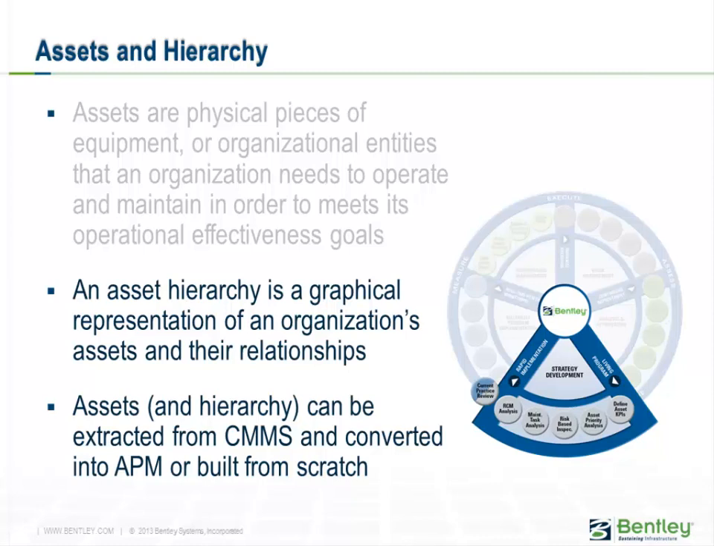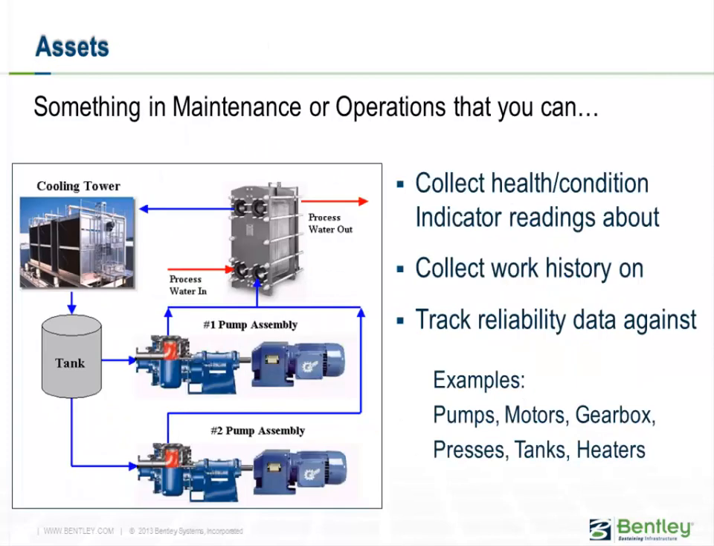An asset hierarchy is a graphical representation of an organization's assets and their relationships. Assets in their hierarchy can be extracted from a CMMS and converted into APM, or built from scratch in APM. So, assets are something that you need to maintain. For assets, you can collect health and condition indicators, collect work history, and track reliability data.